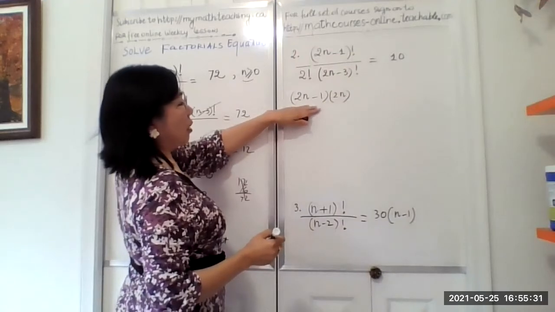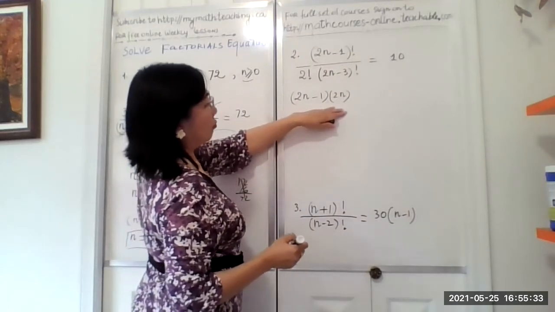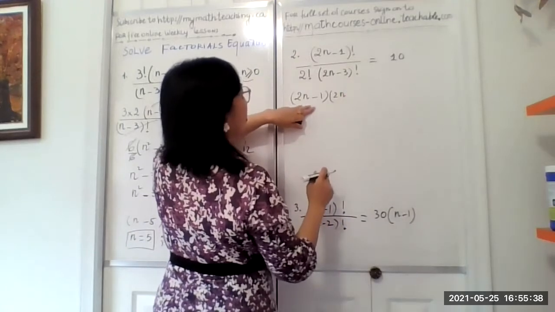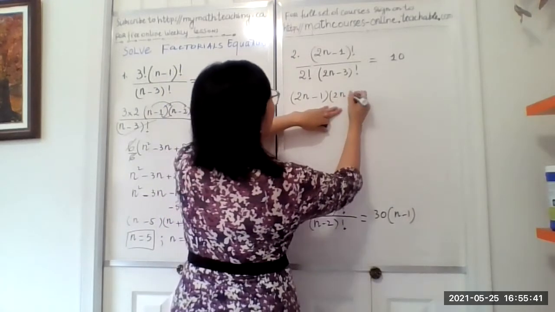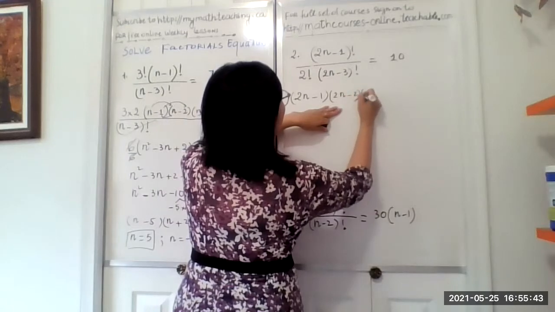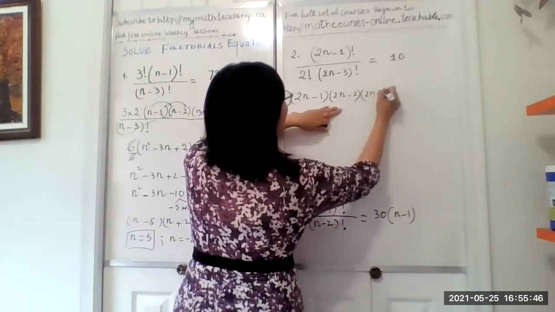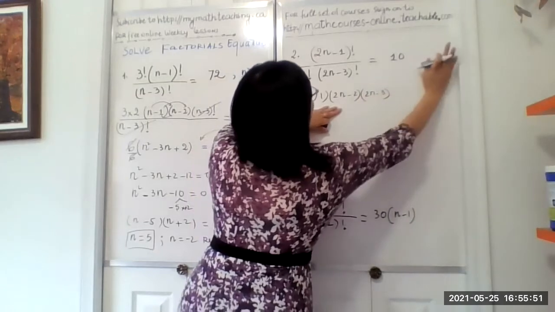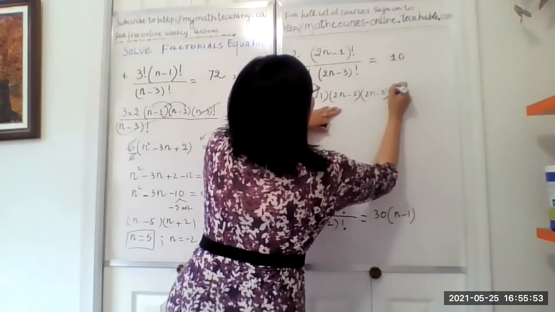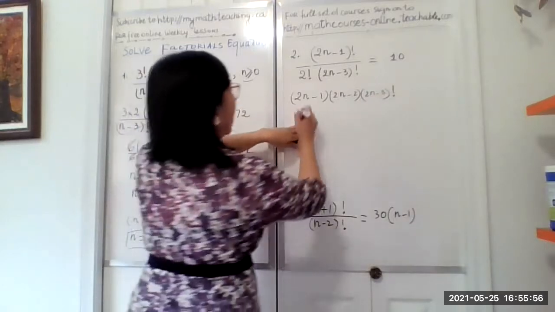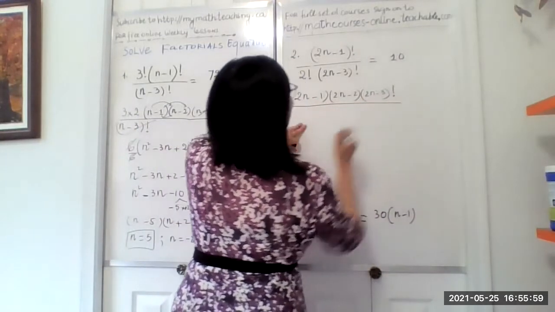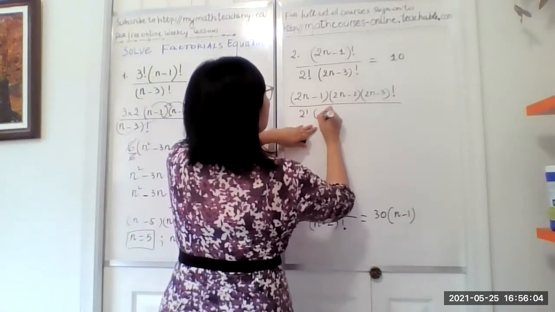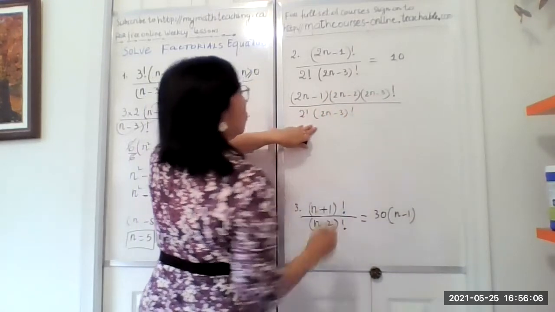So we're going to go, no, sorry. 2n minus 1. The next will be smaller, which is 2n minus 2. And the next will be 2n minus 3. And of course, going down up to 3 times 2 times 1, but we don't have to, right? Therefore, we can stop right there and put the factorial. This will be just 2 factorial. And this one is 2n minus 3 factorial.